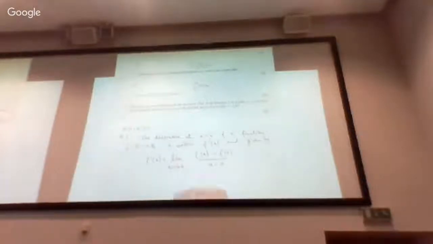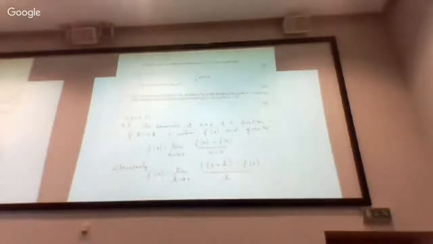Alternatively, the other way of saying it, where instead of a separate point x, you think of a separate point a plus h. And then the denominator simply becomes h, and we're taking the limit as h approaches 0. That would be perfectly acceptable as well.